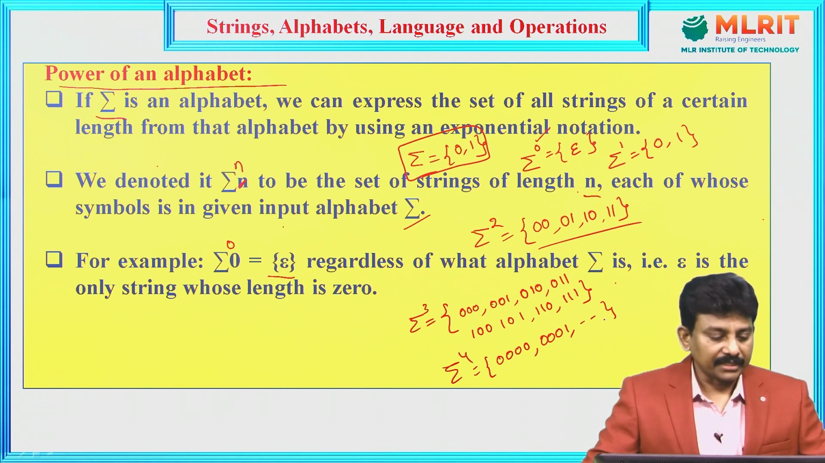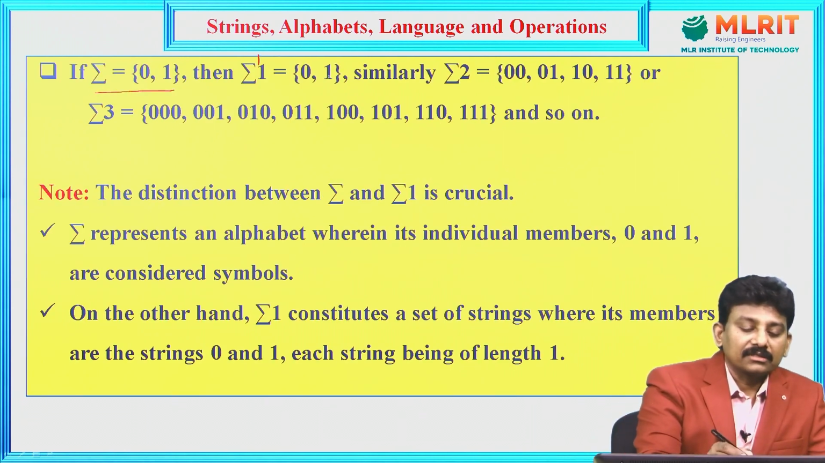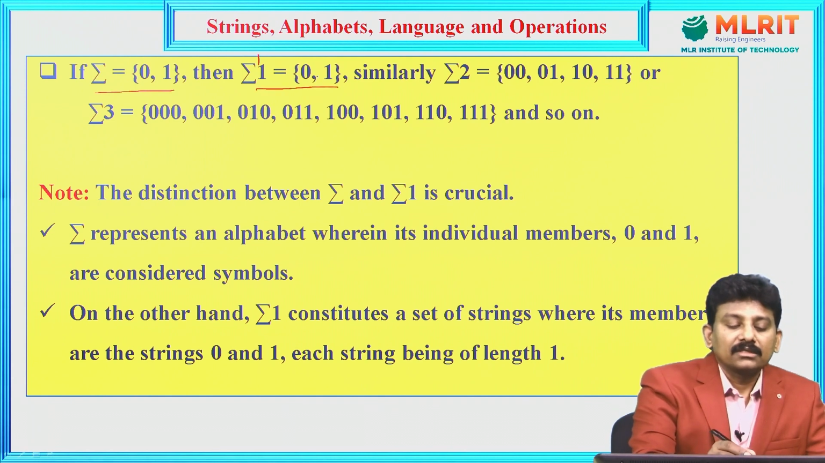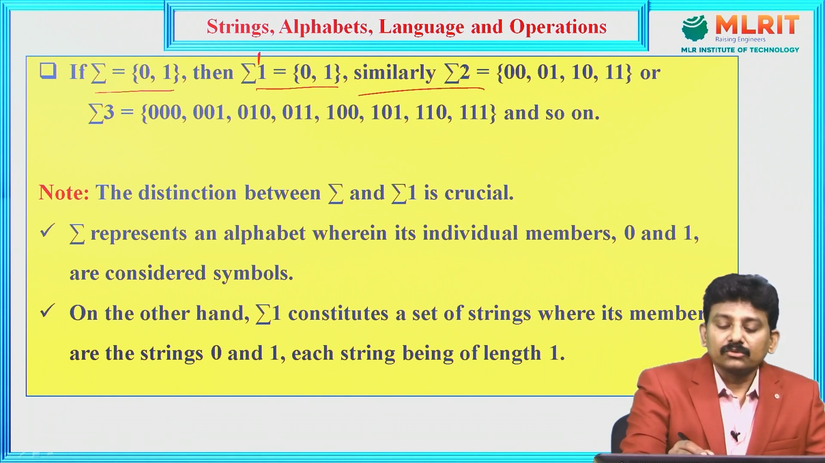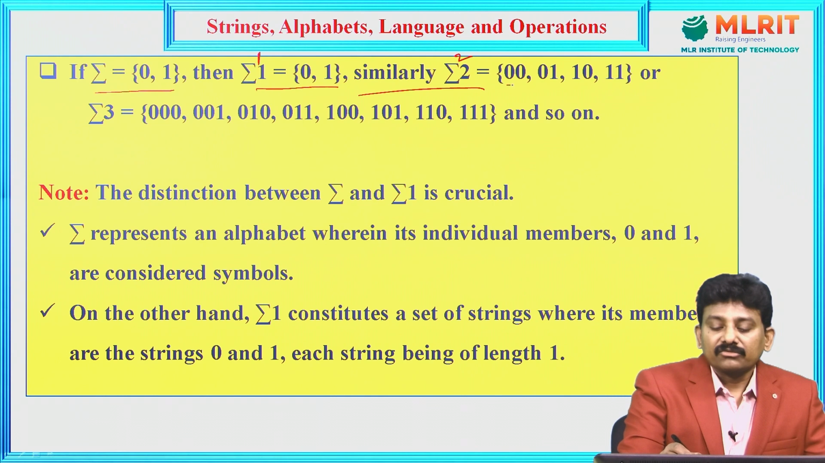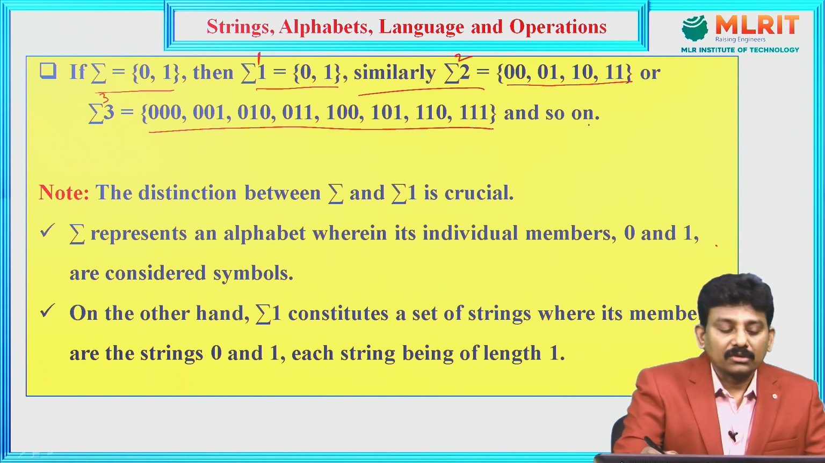Power of an alphabet. If sigma is an alphabet, we can express the set of all strings of a certain length from that alphabet by using an exponential notation. If sigma is equal to {0, 1}, then sigma power 1 is {0, 1}. That is, sigma power 1 means the length of each string in the set is 1. Similarly, sigma power 2 is the set of strings whose length is 2. Similarly, sigma power 3 is the set of strings whose length is 3, and so on.